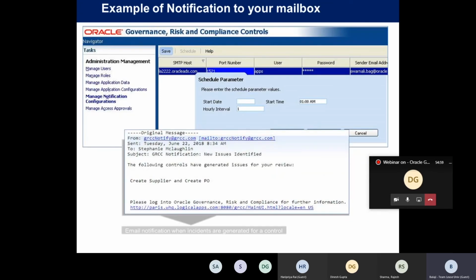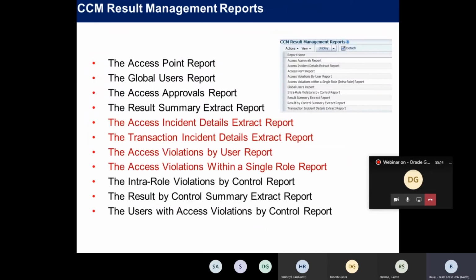This is how you would get a message into your mailbox. Now, this same thing can be brought to your WhatsApp group also. These are some of the reports in the access control deviations.